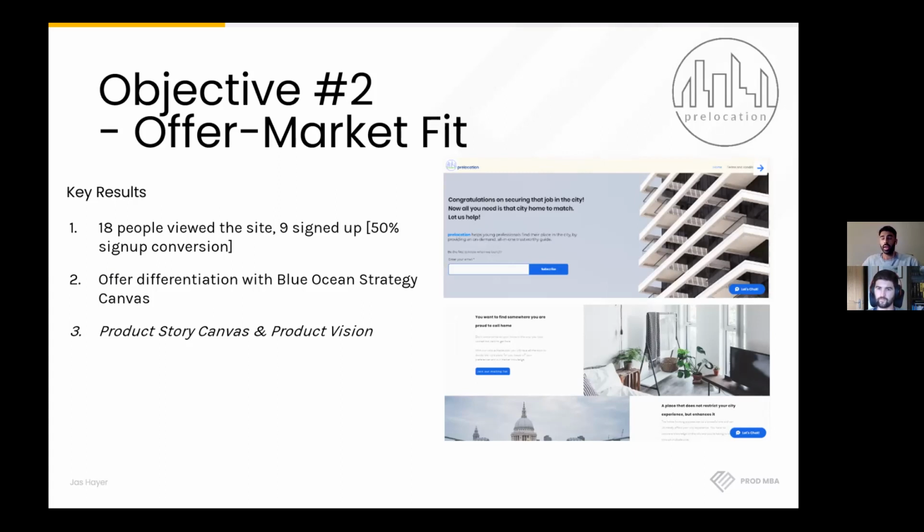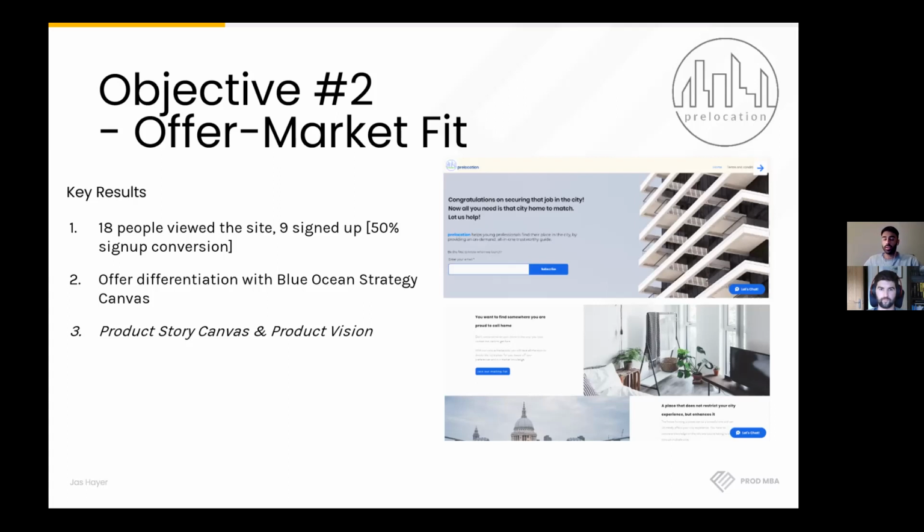I reached out to the network and 18 people viewed the site. 9 people signed up, so a good conversion rate. Ideally, I would have liked more people to view the site, but unfortunately, Facebook groups tend to have some restrictions on linking sites, especially the ones that I was looking at, so I couldn't reach out like that. So yeah, that was good.